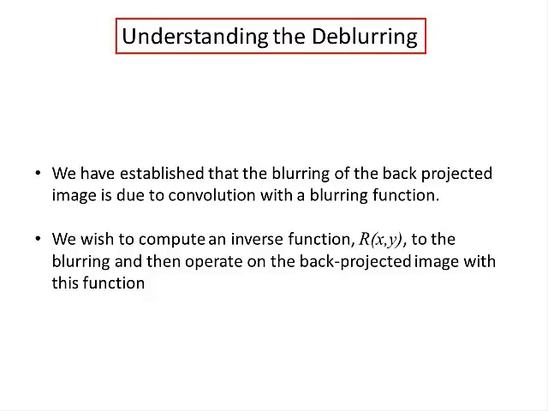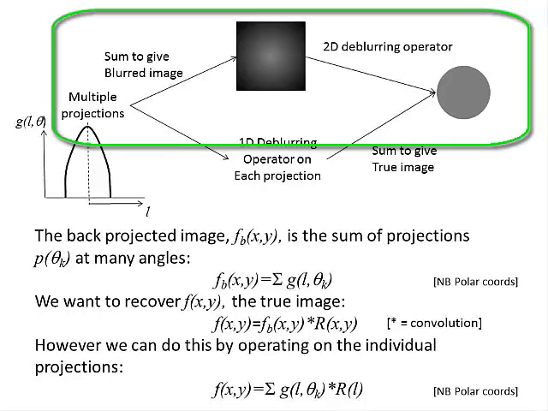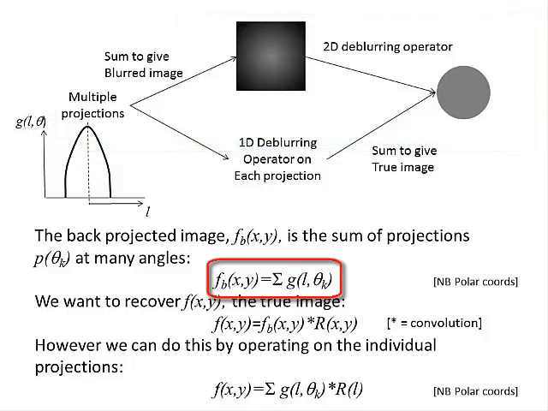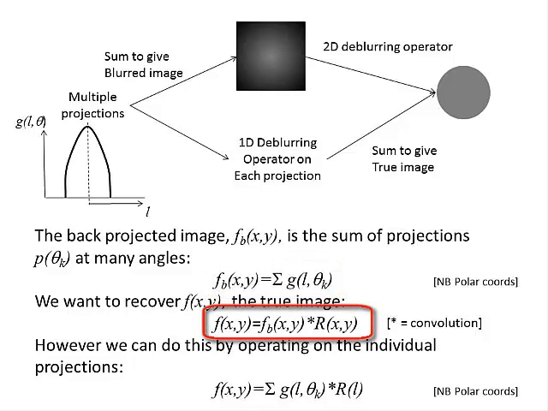Because we now understand the blurring of the image, the challenge is to find the inverse, deblurring operation that can be applied to the back-projected image. The blurred back-projected image f sub b (x,y) is the sum of the back projections. We want to find the inverse function r(x,y) that restores the image by convolution with the blurred image.